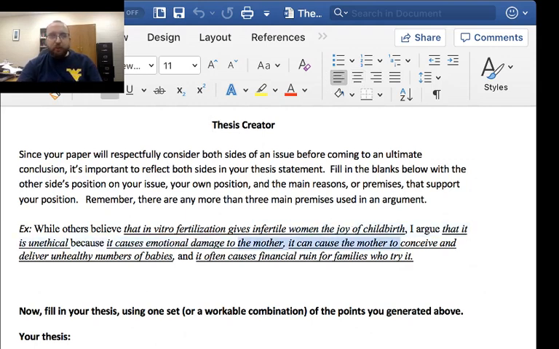First part, while others believe this, right? It doesn't matter what it is. That is what we call a tension phrase. Tension phrase. So what this is doing is it's putting your argument in tension with the other one, right? So let's say you're arguing against August. So we could say, while August argued men are discriminated against just as much as women, right? That's a tension phrase because you're putting your argument in tension.